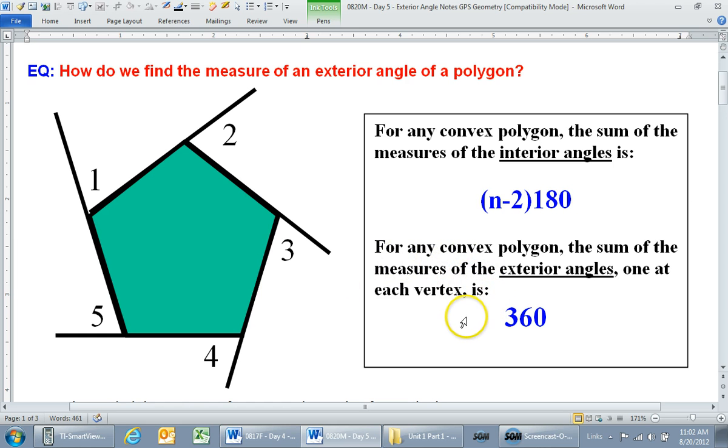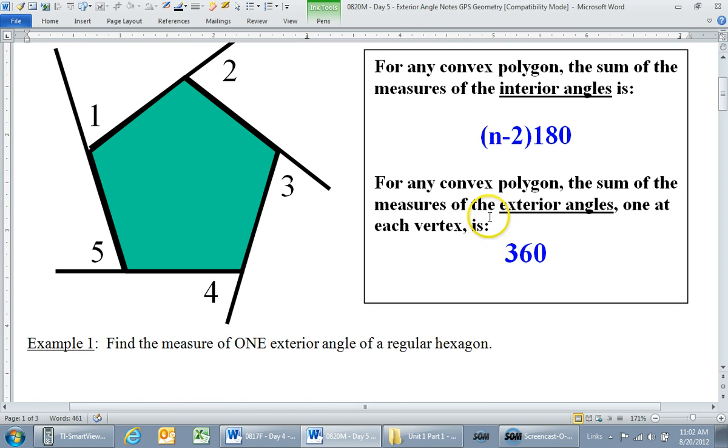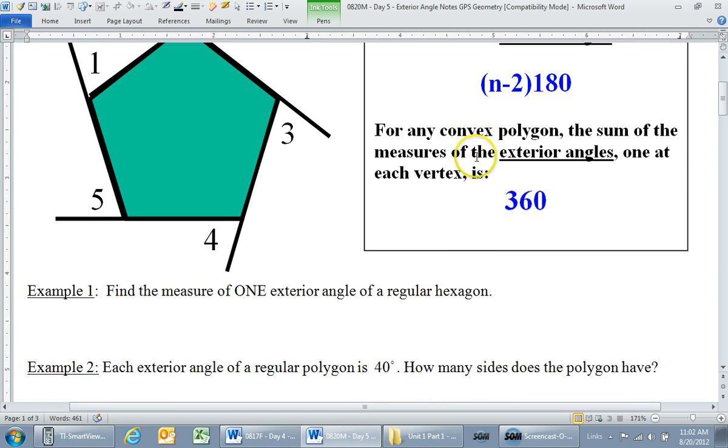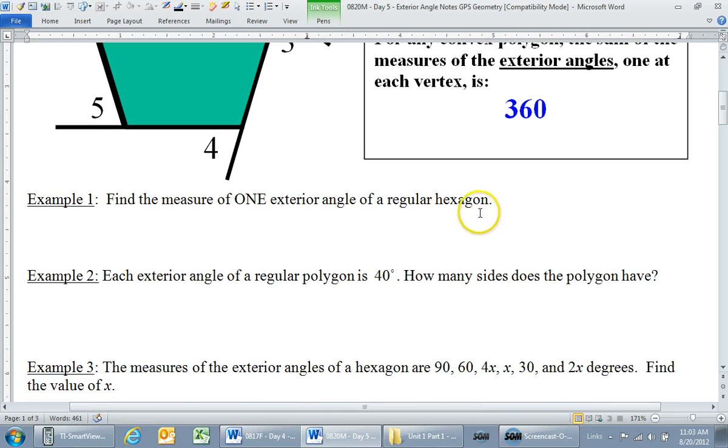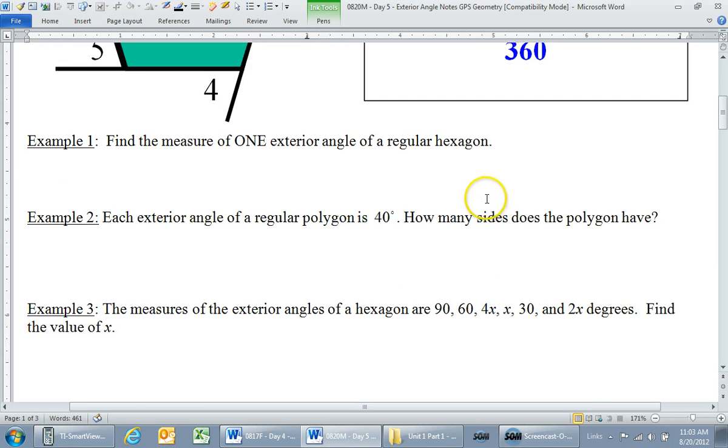When we were dealing with interior angles, we had this whole formula, n minus 2 times 180. The sum of all the exterior angles never changes. It doesn't matter how many sides there are. What's going to be the sum of all the exterior angles every single time? 360. That's going to simplify every problem involving exterior angles because it will wind up involving 360.